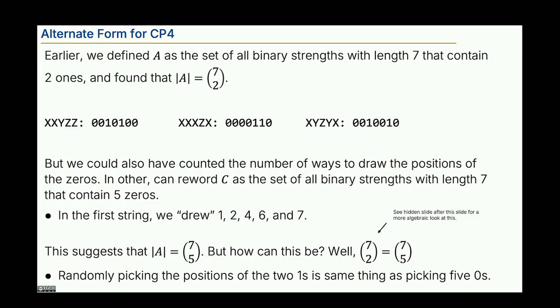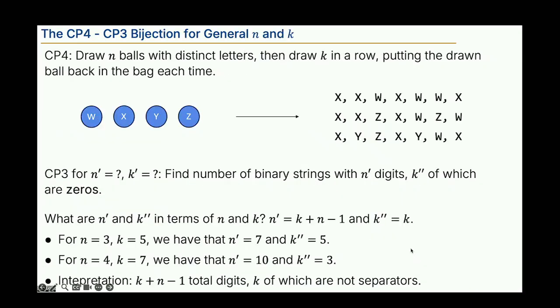If you want, I have a hidden slide that I'm not going to show here because I think it's not worth the energy to show. But you can look at a more algebraic look at why this is true. Anytime you do 7 choose 2, you could also have just as easily said 7 choose 5. Okay? So if you didn't know this, now you know it.